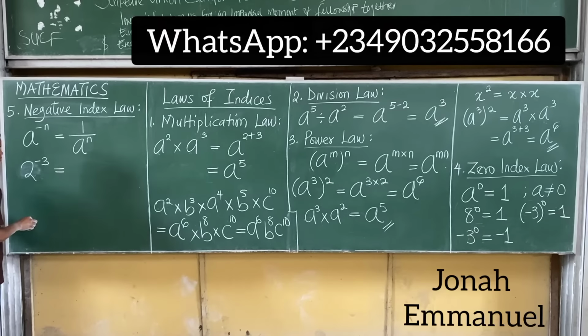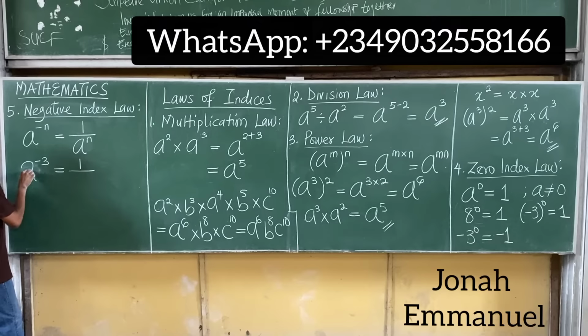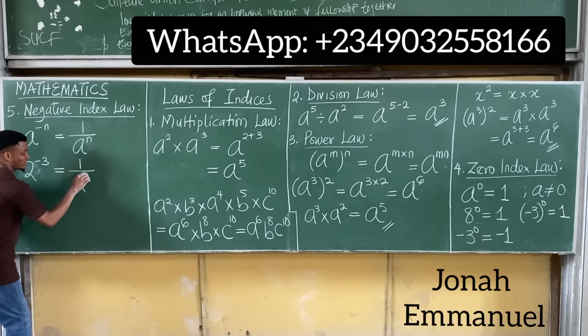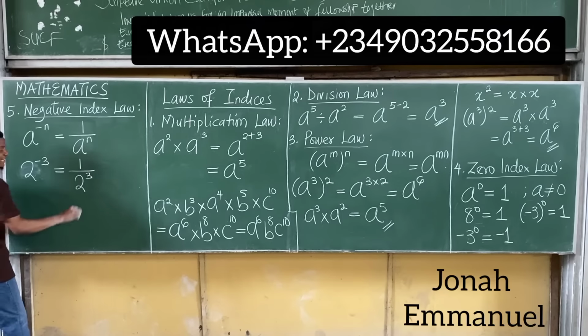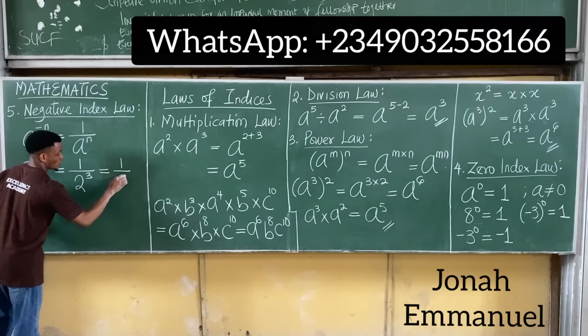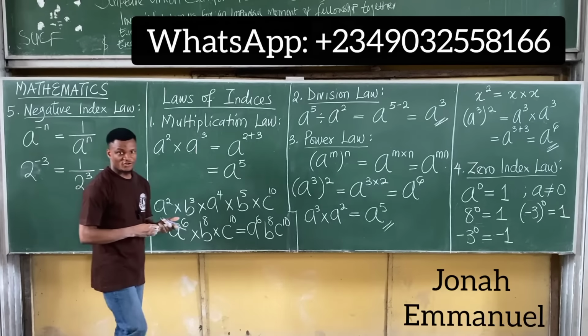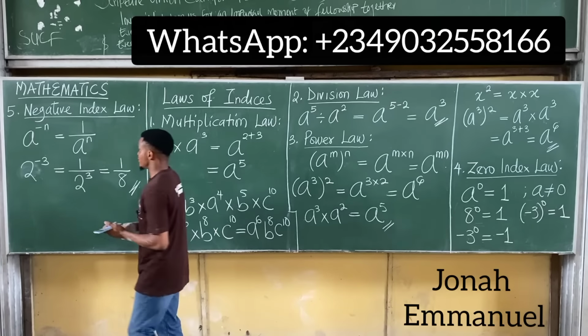This will be equal to, of course, we said to eliminate the negative, I'll take 1 all over. So it becomes inverse of the base, which in this case is 2, raised to the positive form of the index. Positive form of this becomes 3. And that's equal to 1 all over 2 to the power 3, which gives you 8. So this is how we solve problems on negative index law.